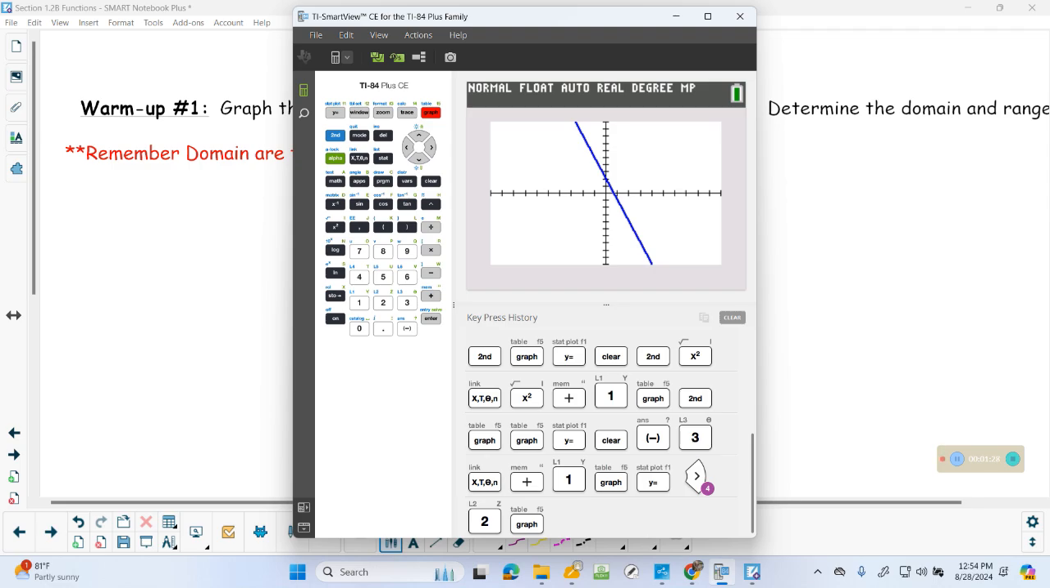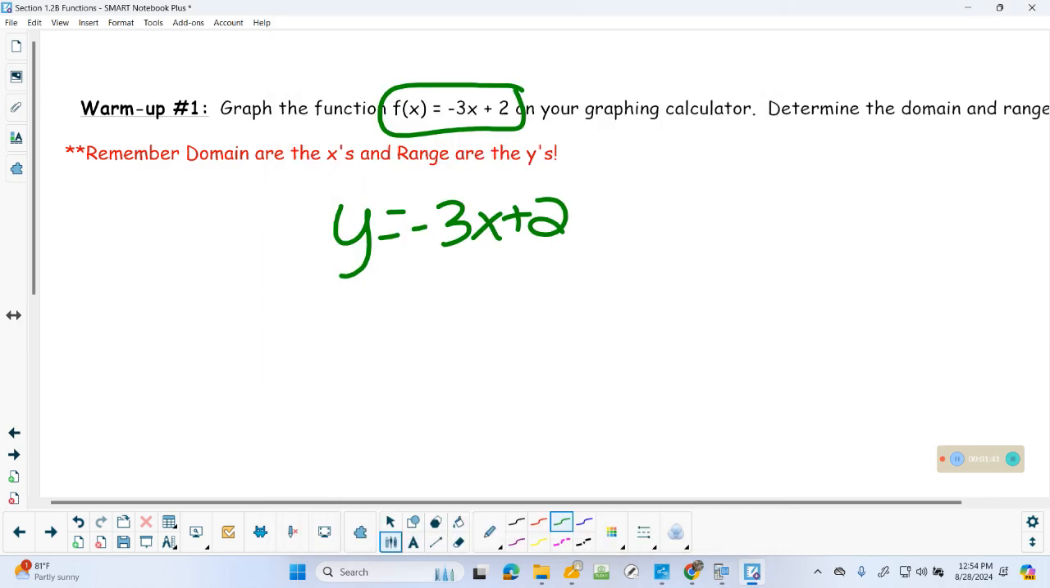Now we want to actually talk about what the domain and range are. So domain, remember, the x's. So I'm always thinking horizontally. How far left, how far right will this line cover? Well, remember, it's going to keep going off the graph to the left, off the graph to the right. So it's going to cover everything. So I'm going to put that as my domain.